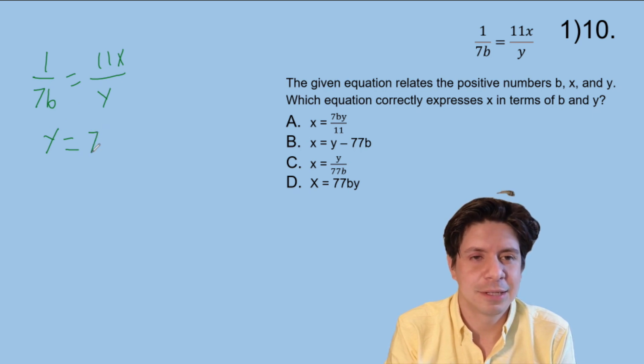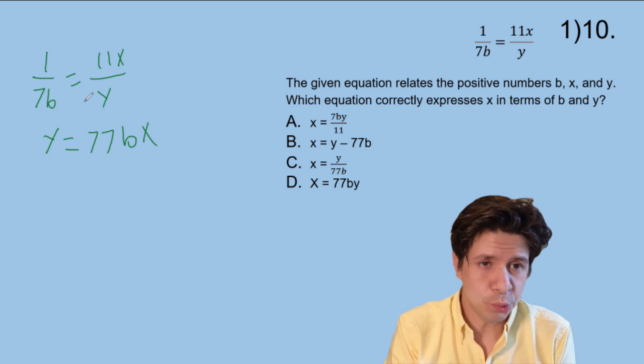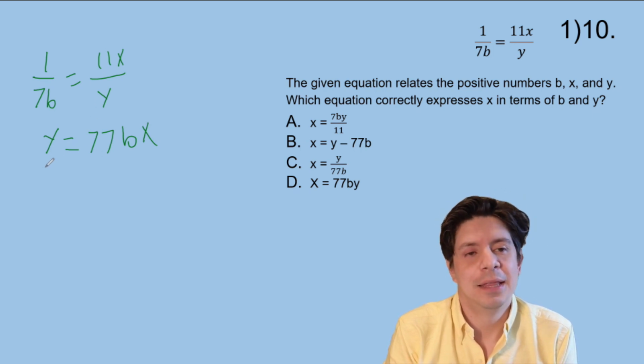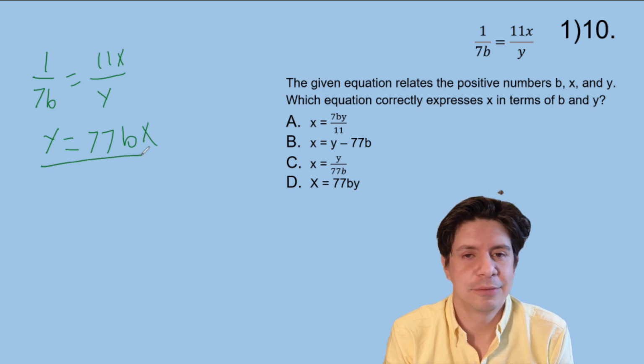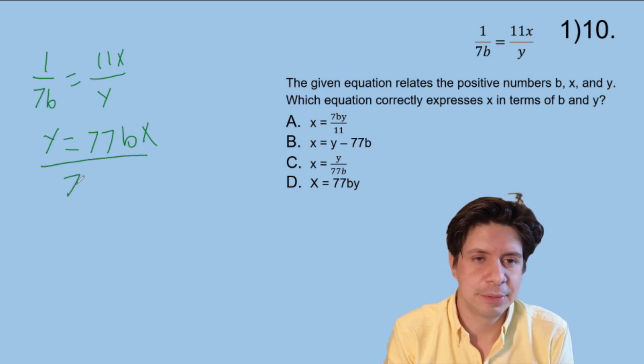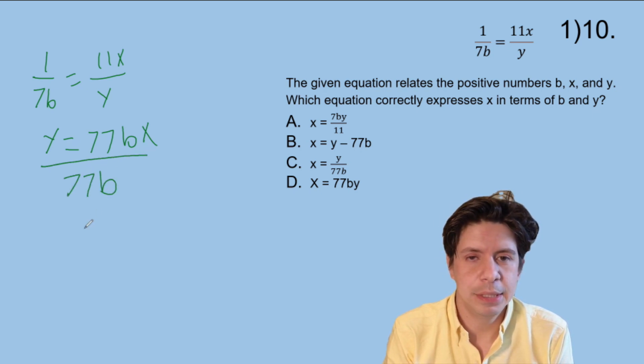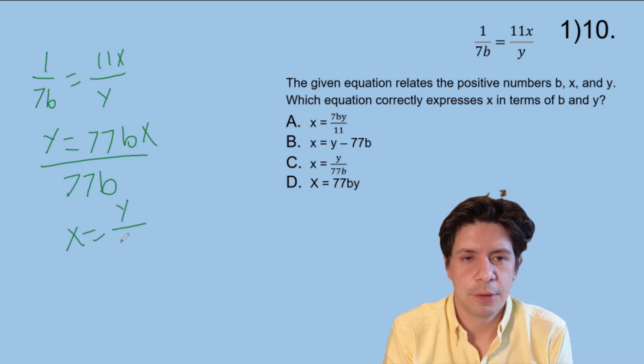7b times 11x is going to give me 77bx. 1 times y equals y. And then it feels like I'm actually doing something when I have to do this. So I want x in terms of b and y. So I'm going to divide by 77b. And I'm going to get x equals y over 77b, which is c, right?